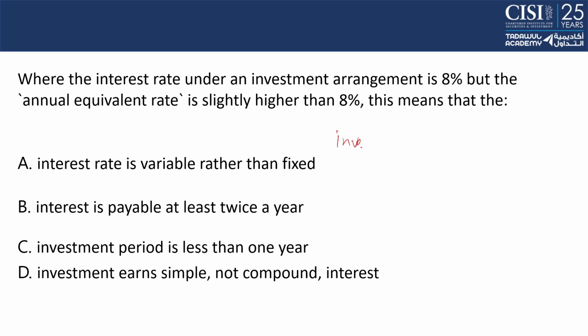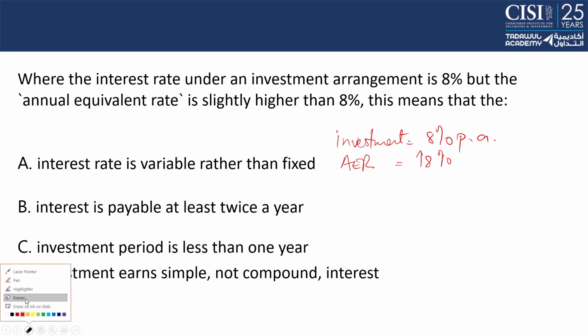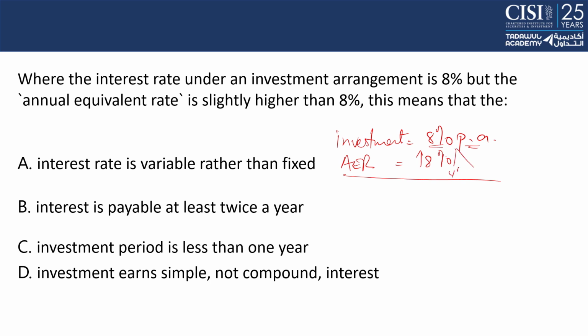So, a certain investment gets me 8% per annum. If I calculate the annual effective rate for the same investment, it goes slightly higher than 8%. Why? Because there's a difference in an investment that gives you something per annum and it distributes that more frequently. So if you take a bank deposit and the bank says, I'm going to give you 8% per annum, but I'm going to pay it to you twice a year, 4%, 4%. So because you're going to pay twice a year now, you're going to get higher than 8%.